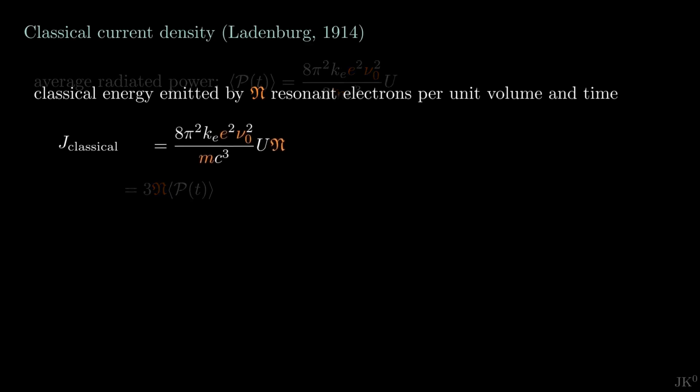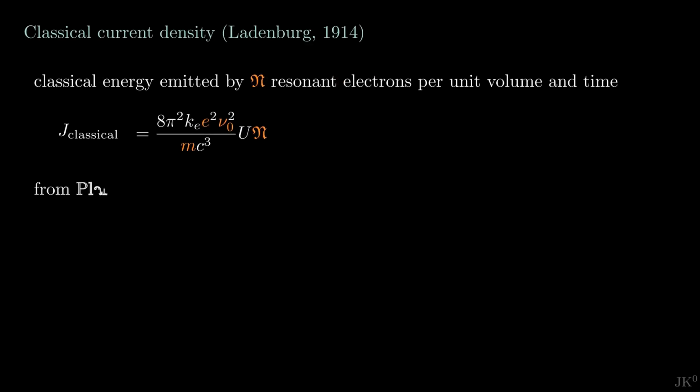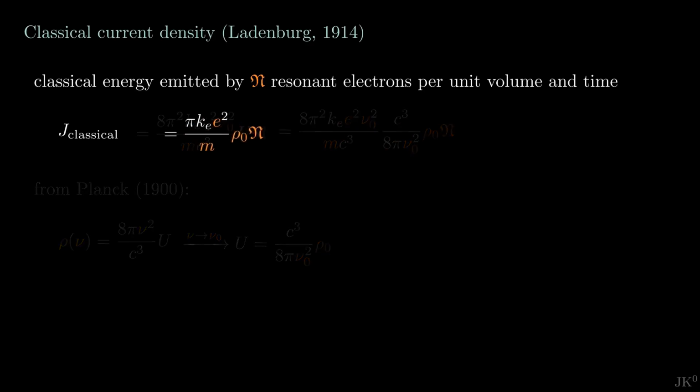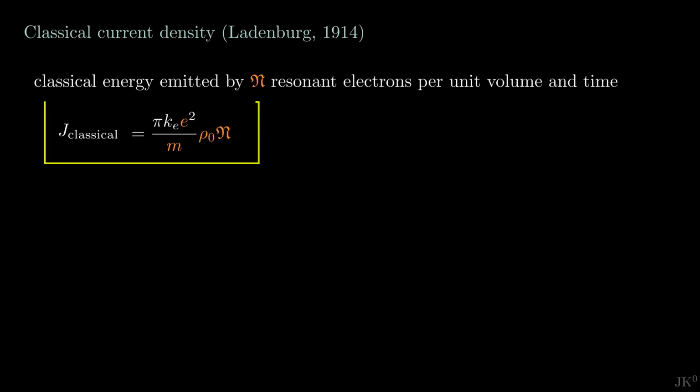Almost there. The last step is a result used by Planck, in which the energy density of the blackbody radiation can be written as this overall factor times the energy of the system, U. Solving for U, we get this, which can be replaced in our expression of the current density. After simplifying common factors, we get our final result. This is the result that Ladenburg found for the classical current density.